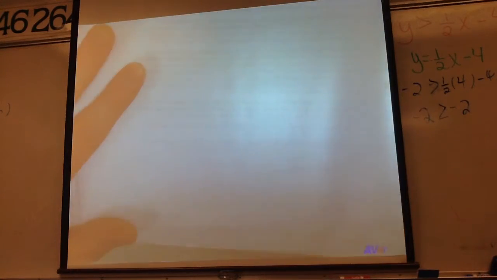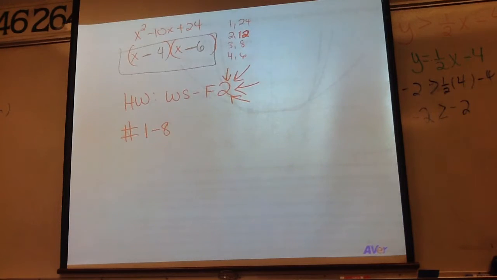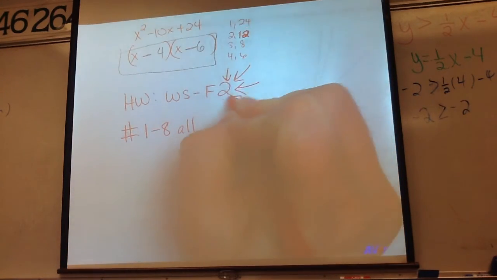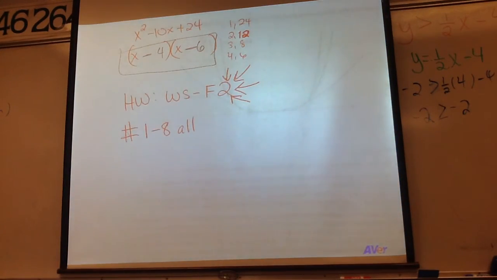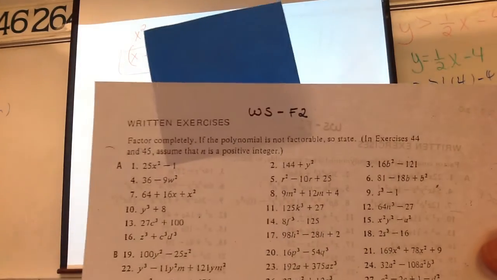Probably not. Number 1 through 8 on the back sheet. Finish it. Here you go. Here's number 1 through 8. You can write it down, right? Don't call me that.